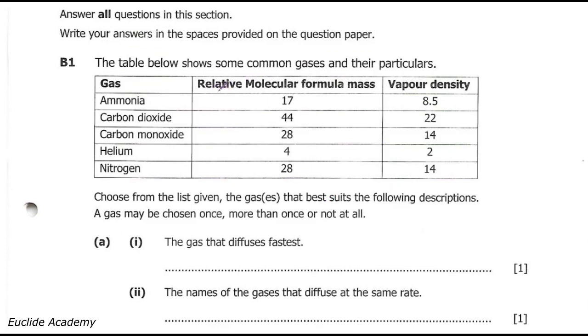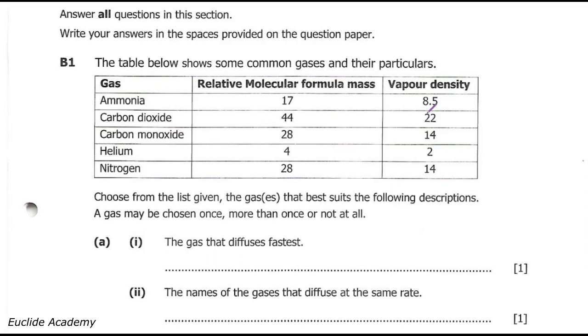If you look here, we've got the relative formula mass and we've got the vapor density. So according to what we learned in the lesson, the gas with a smaller relative formula mass, or size of the particle, if it's smaller, then that gas will diffuse fastest. So in this question, the gas that will diffuse fastest is the one which has got a smaller relative molecular formula mass. So what is a relative molecular formula mass anyway?